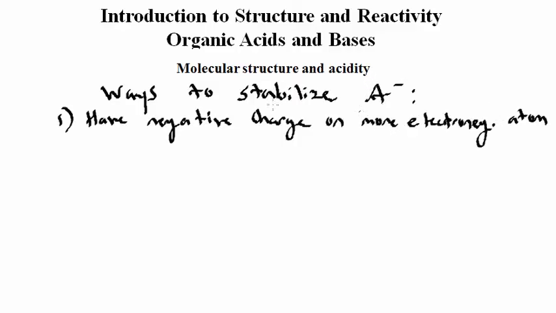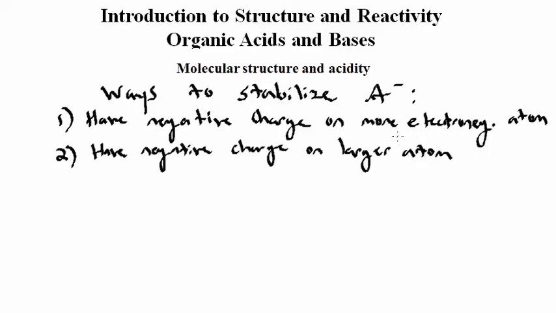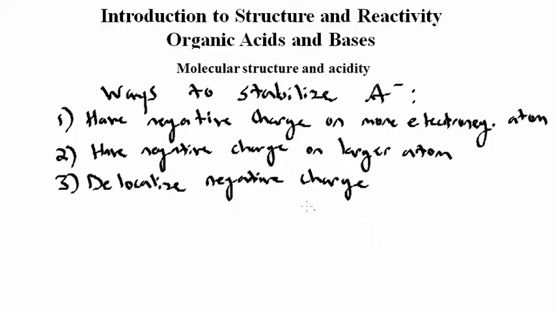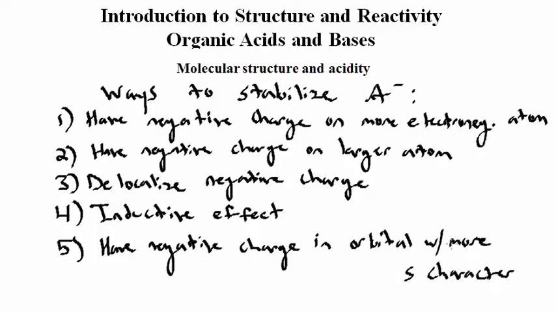The first is to have the negative charge on the most electronegative atom. The second is to have the negative charge on a larger atom. The third is to delocalize the negative charge, or those electrons, as much as possible. The fourth is to spread that negative charge onto electron withdrawing groups by the inductive effect. And then finally, to have the negative charge in an orbital with more S character. And so we're going to now look at each of these one at a time.